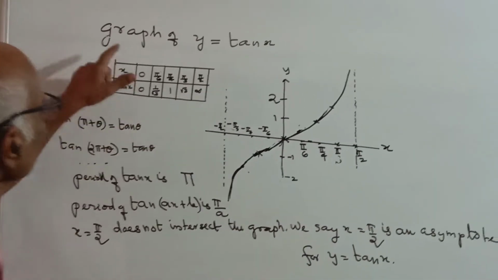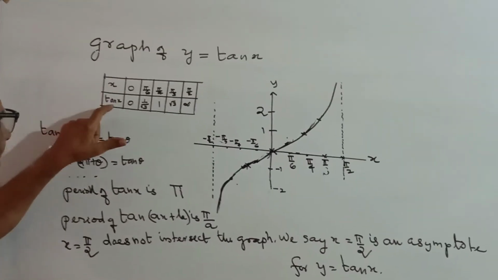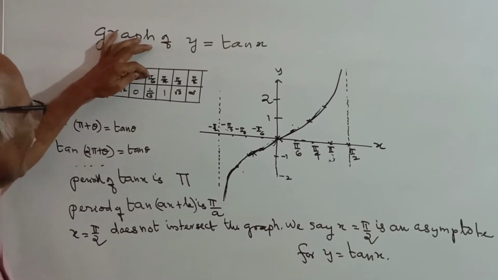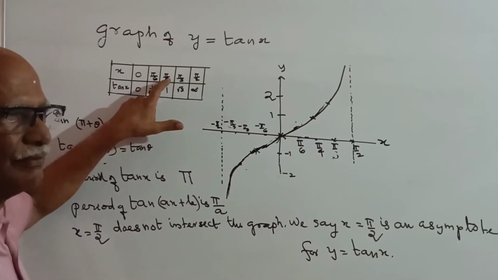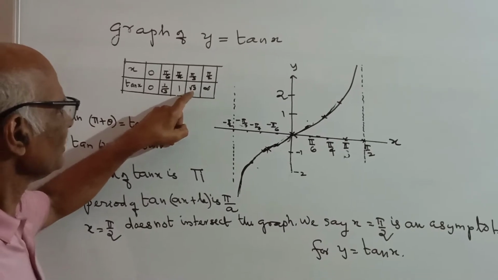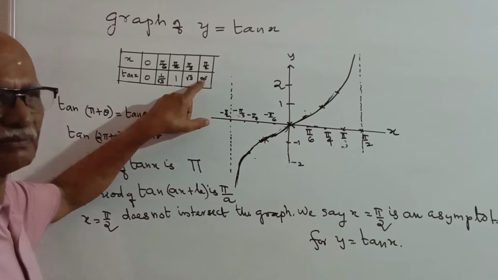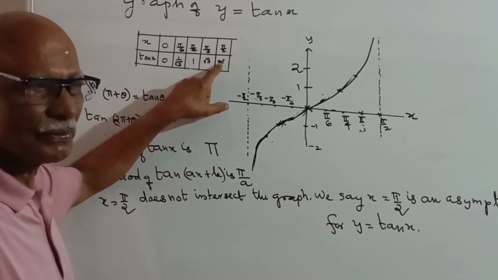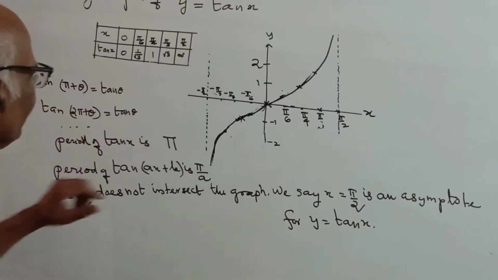Now we consider the graph of y equals tan x. Now we give values for x and get tan x. x is 0, tan 0 is 0. x is pi by 6, tan pi by 6 is 1 by root 3. x is pi by 4, tan pi by 4 is 1. Tan pi by 3 is root 3. Tan pi by 2 is sin pi by 2 by cos pi by 2. It is 1 by 0. So denominator is 0 means the value is very big. We say it is infinity.